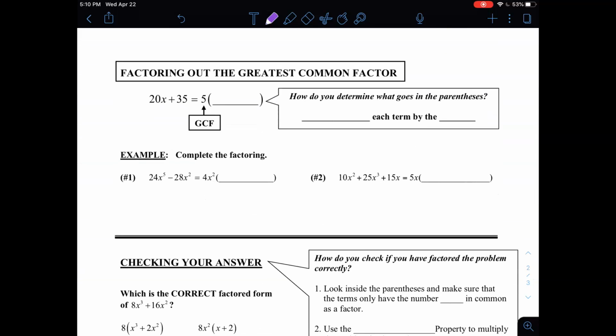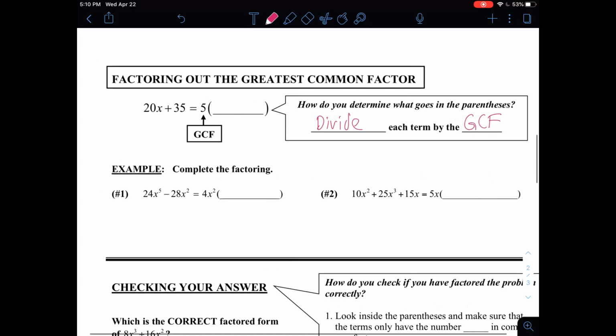Okay, now let's get into the actual fun part where we're actually doing some factoring. All right, factoring out the GCF. How do you determine what goes in the parentheses? What we're going to do is divide each term by the GCF. By the what? By the GCF. So we have 20x plus 35, and they already found out that 5 is the GCF for those two numbers. So we're going to divide both of these by 5. I'm not going to do it all the time, but I'm going to do it right now. That's what's going to go in the parentheses. I'm going to show you why that works in a second.